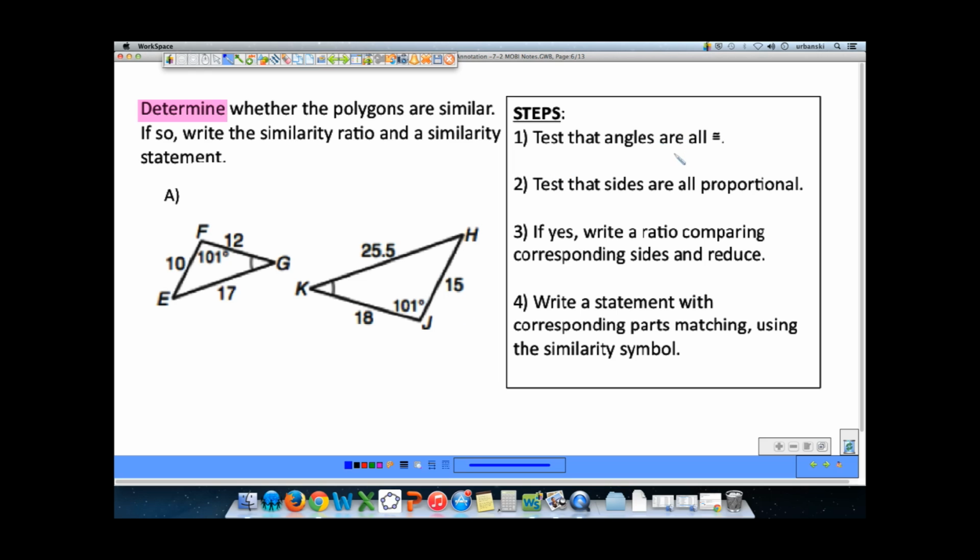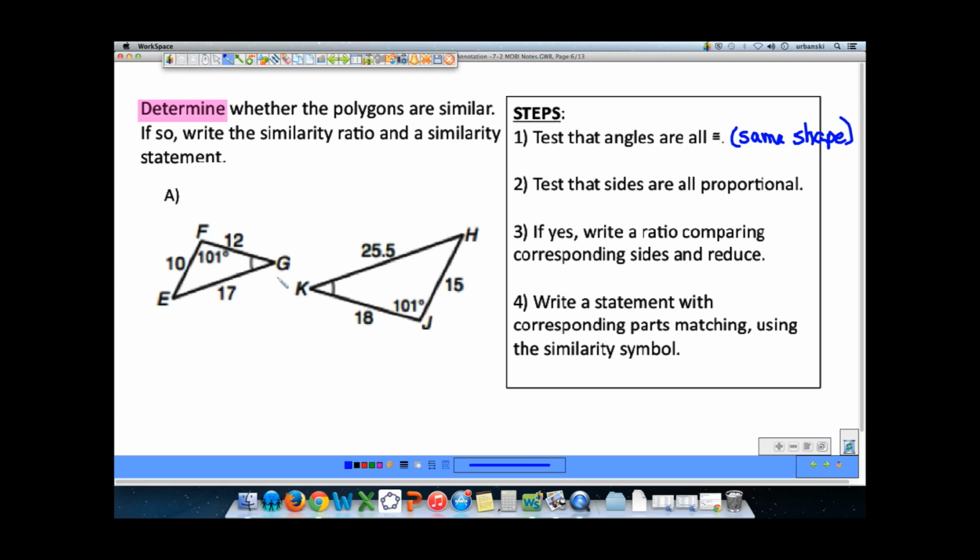Test that the angles are congruent. Remember, we said similar means they have the same shape, different size. So test that the angles are congruent. That's going to make sure that the shape stays the same shape.